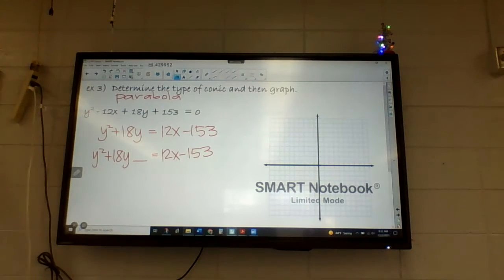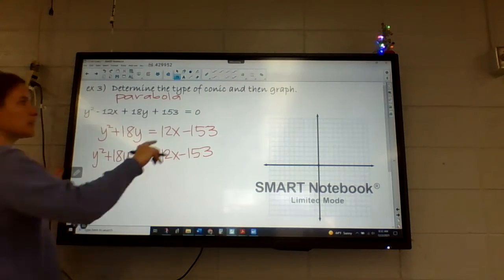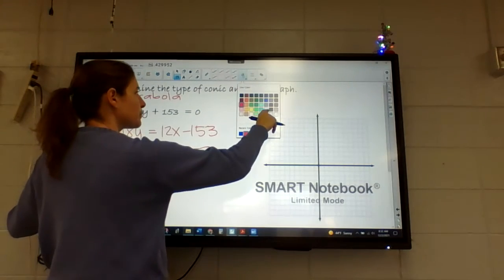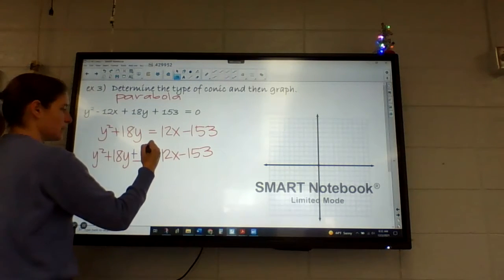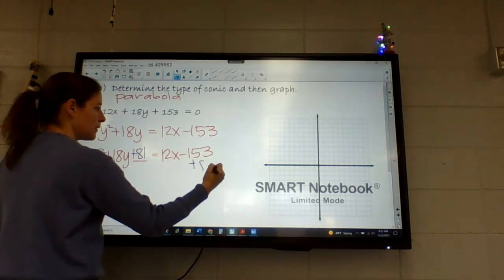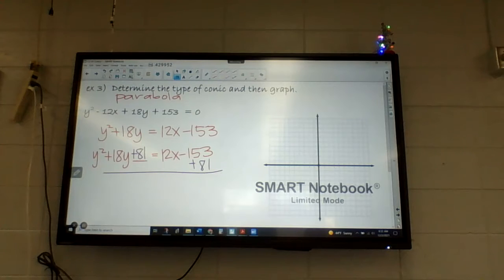So 18 divided by 2 is 9, 9 squared is 81. So that's what's going to get added to the other side. I'm hoping that works out to be a decent number. Okay, good. It's -7.